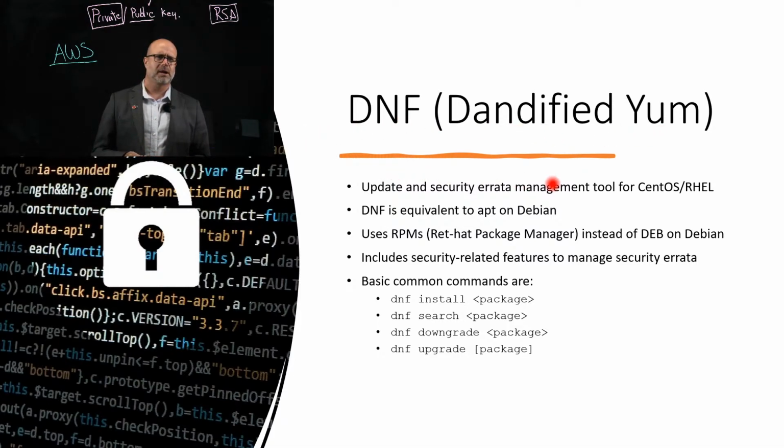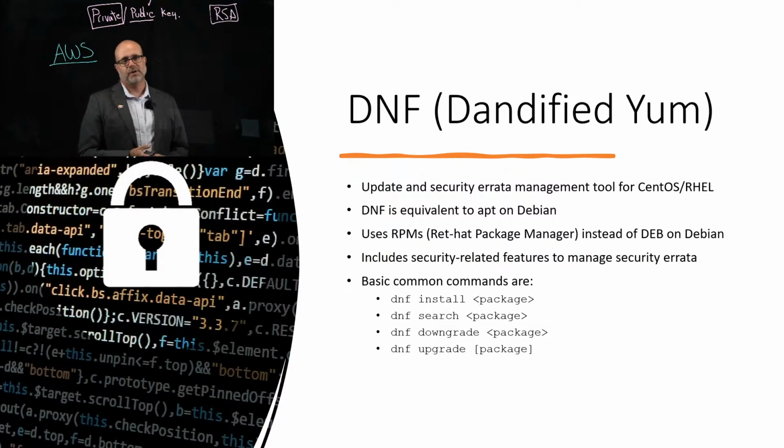It is the premier and primary update and security errata management tool for CentOS and RHEL. DNF is equivalent to apt on Debian. We've already talked about that. So apt-get, apt, all those commands that use apt, DNF is the command on CentOS. It uses something called RPMs, and RPM stands for Red Hat Package Manager. Instead of DEB, which is a Debian type update package, and that's what you would use on Ubuntu and whatnot.